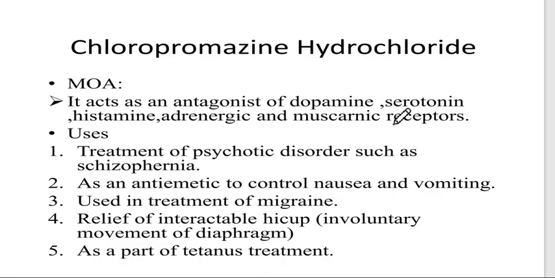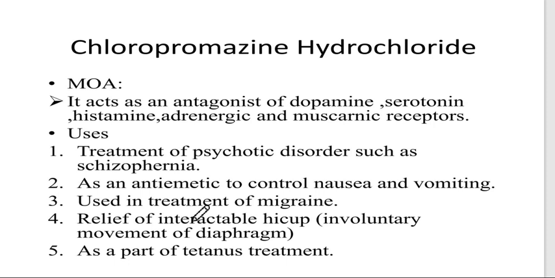So what is the mechanism of action of chlorpromazine hydrochloride? It acts as an antagonist of dopamine, serotonin, histamine, adrenergic and muscarinic receptors. It is used in the treatment of schizophrenia and other psychotic disorders. It is used as an antiemetic to control nausea and vomiting. It is used in the treatment of migraine.